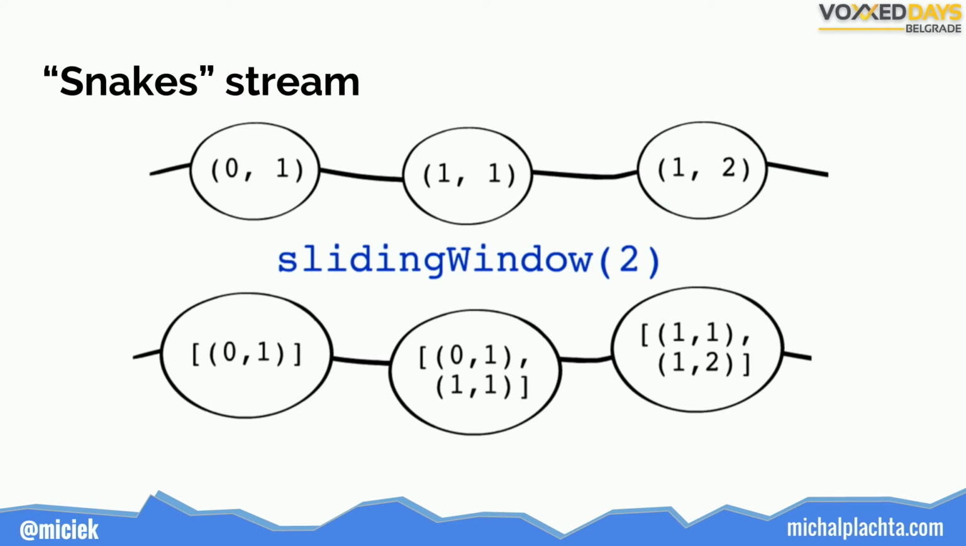So if we have our snake head position stream as input, we can use sliding window 2, and we'll get snakes of size 2 here, right?